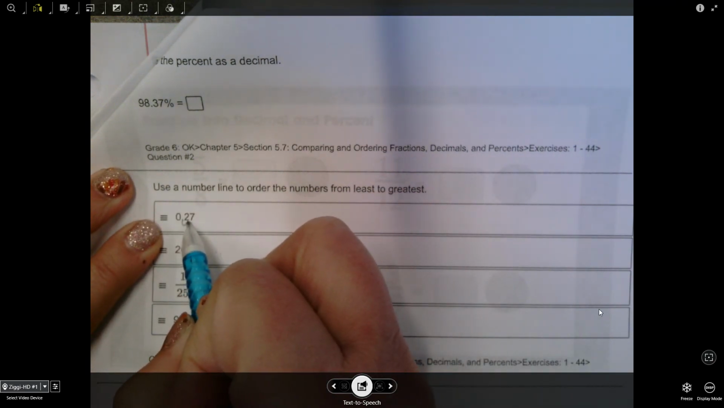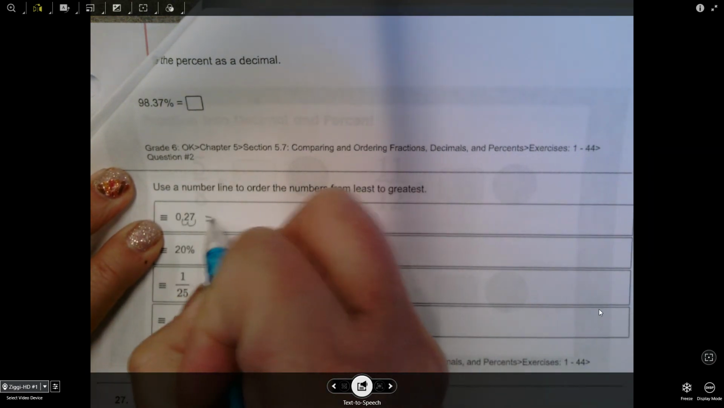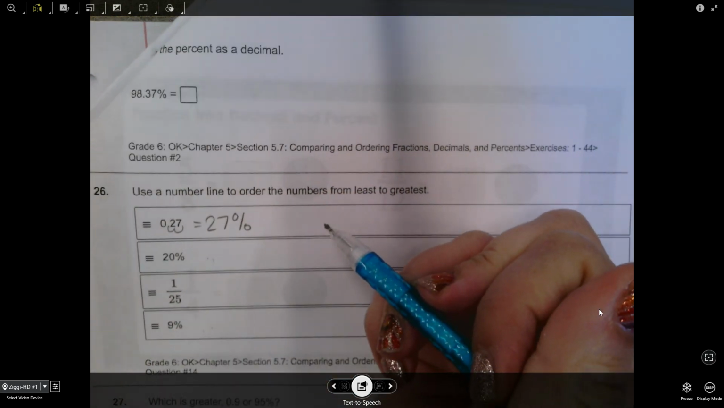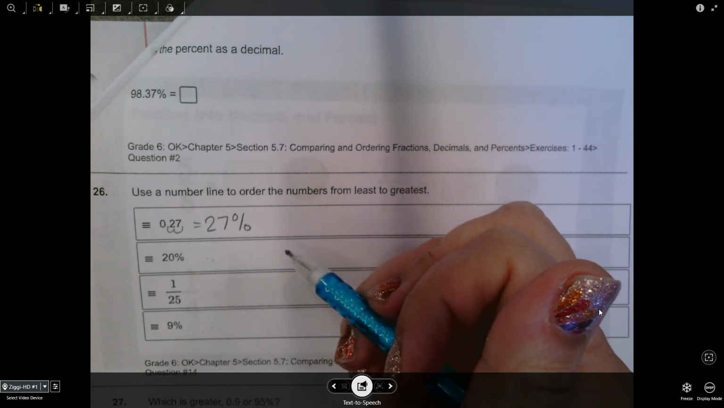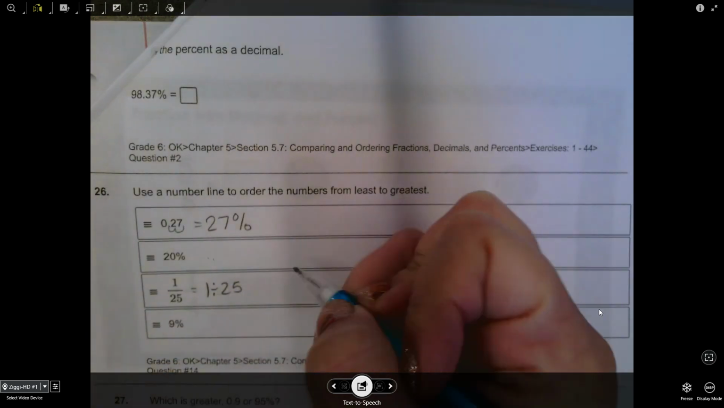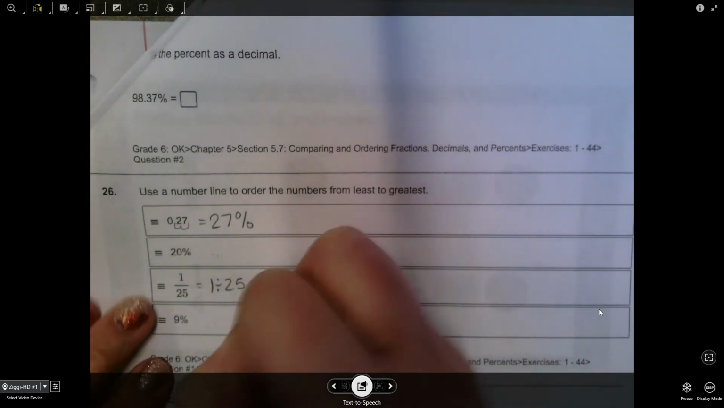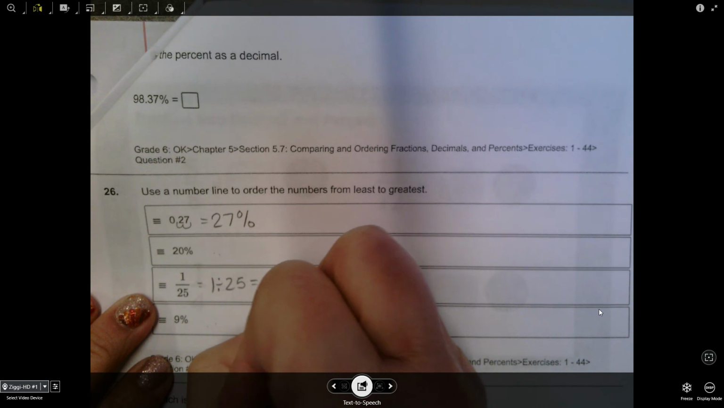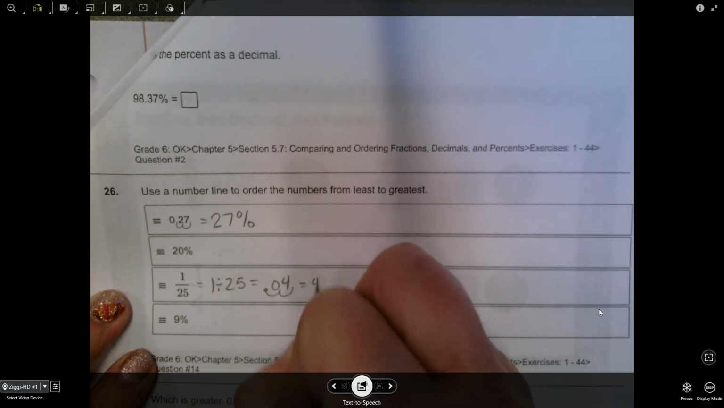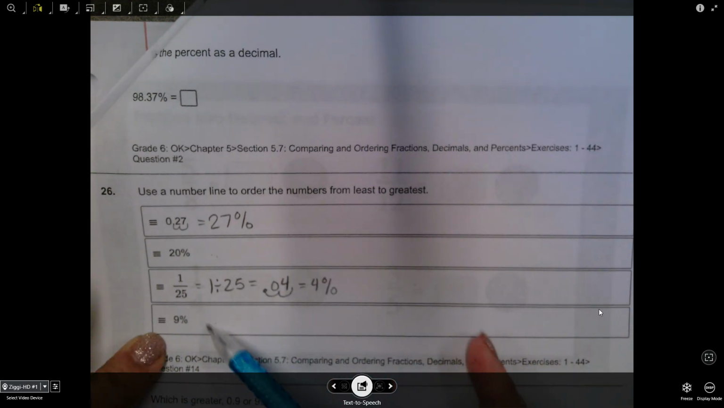Okay, again, you just move the decimal 2 places to the right. So that's 27%. On the fraction, you have to do 1 divided by 25 in your calculator. You get 0.04. Then you move it 2 places to the right. So 4%. So you now have 27%, 20%, 4%, and 9%.